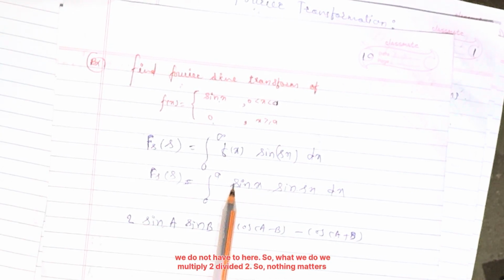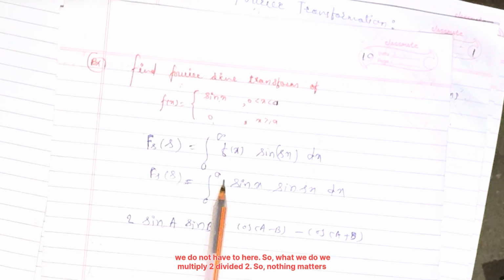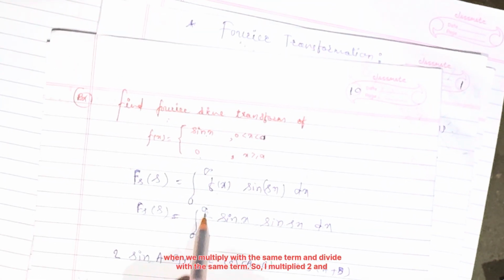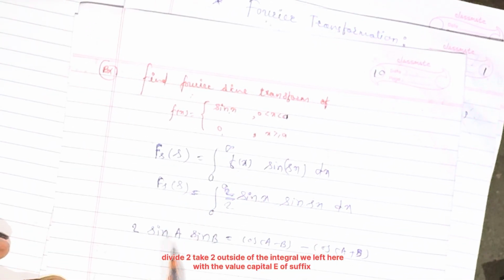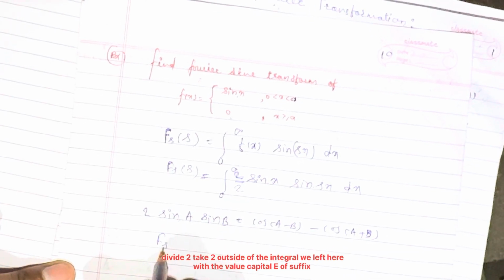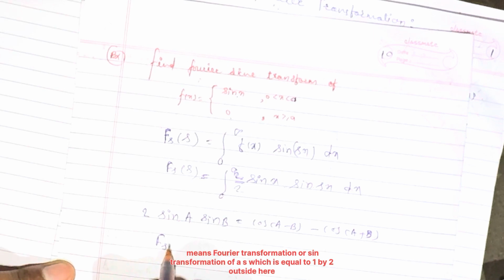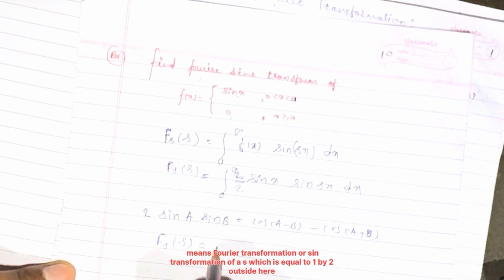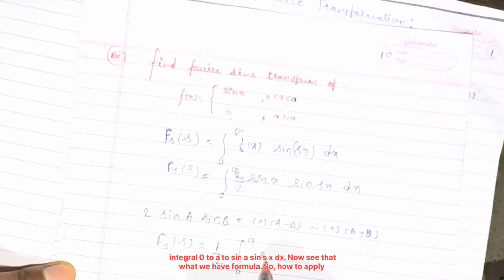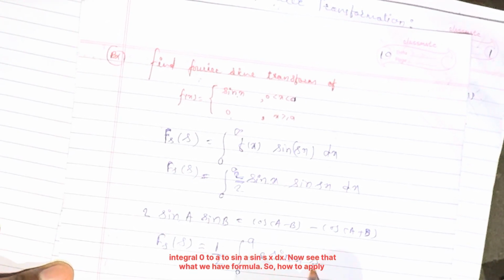Now we have 2 sine A sine B as the formula, but here we don't have the 2, so we multiply by 2 and divide by 2. Nothing changes when we multiply and divide by the same term. Take the 1 by 2 outside of the integral. We are left with F_S of s equal to 1 by 2 times the integral from 0 to a of 2 sine x sine sx dx.